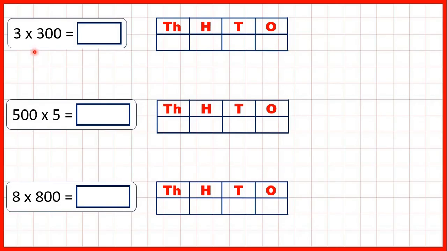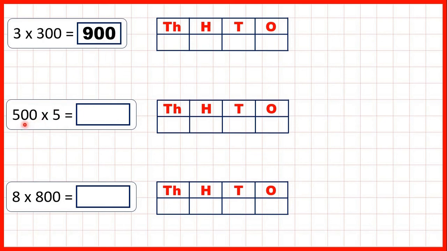Now for these questions, we need to multiply a single digit number and a multiple of 100, so a number that ends in 2 zeros. First, we have 3 times 300. That's 900, because 3 times 3 is 9, so we can multiply the non-zero digits in our question, but then because we have 2 end zeros in a multiplication question, we need 2 end zeros in our answer.